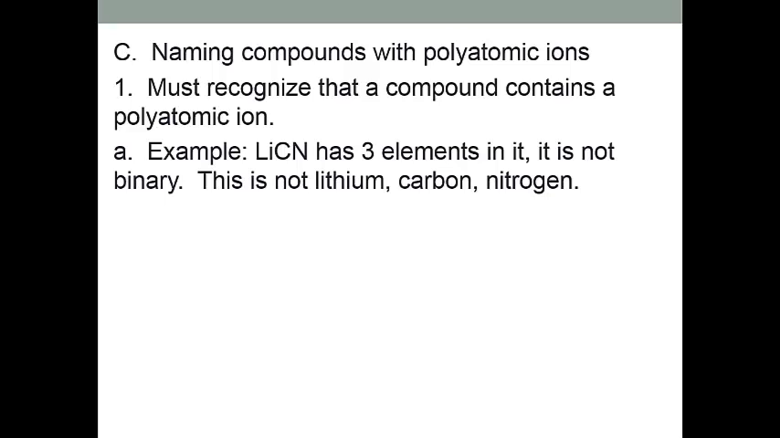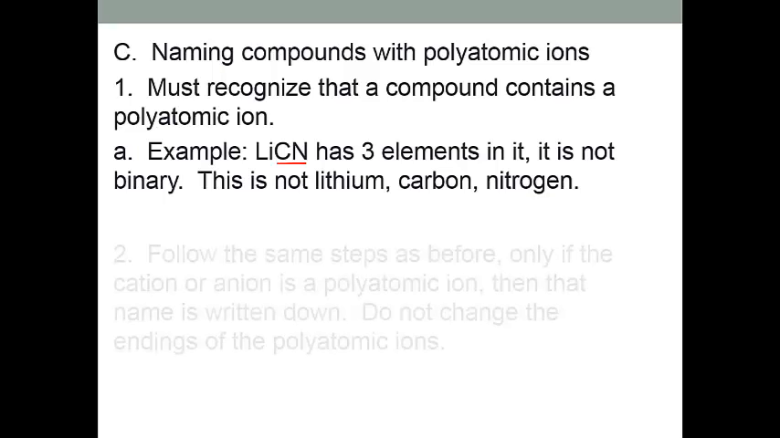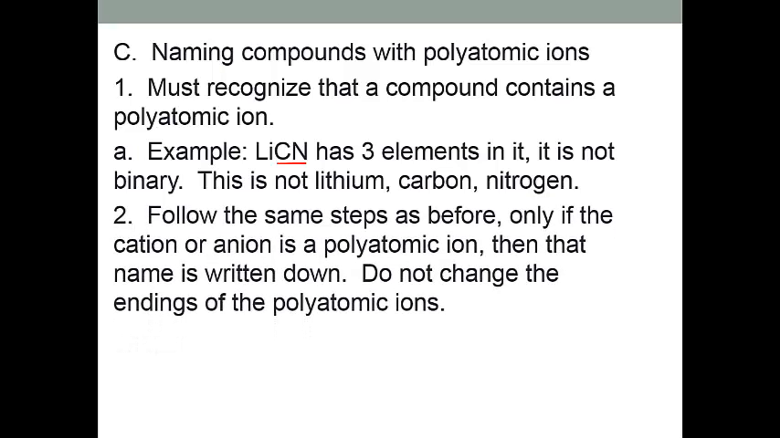So you need to recognize that CN is on your little half sheet of polyatomic ions, and so it has a unique name. And we're going to follow the same steps as we did before, where we have the cation. If it's a polyatomic ion, we just write the name down. We're not going to change any of the endings. So for instance, if we have sulfate, which is a -2 charge, we don't change it to sulfide because that's just S. Sulfate stays as sulfate. So polyatomic ions, you do not change the endings. Those are the way they need to be written.